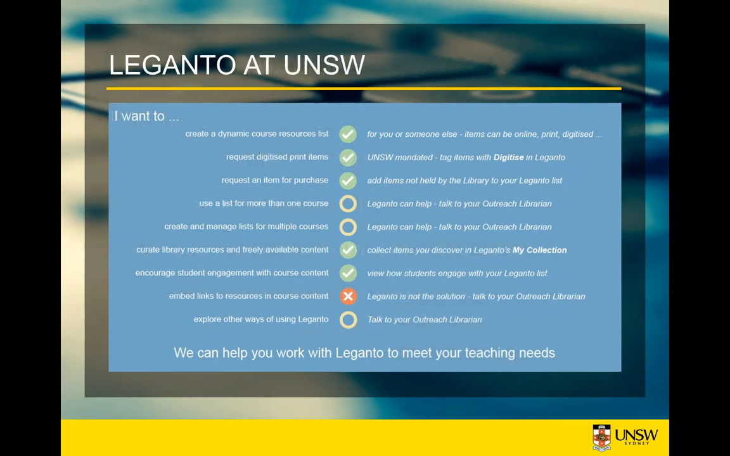Some of these marked with a green tick on that list were ways in which academics and instructors could have an unmediated experience with the product. For example, if academics were thinking about using Leganto and they wanted to create a dynamic course resources list, we've indicated there that they or someone else can have those items be online, print or digitized. Similarly, if they wanted to request digitized print items from the library, that's something they could do with Leganto, and so on.